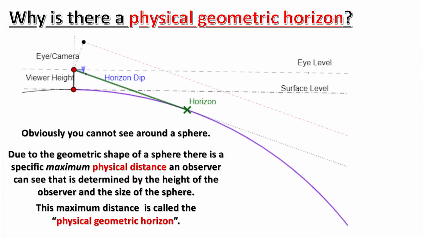Why is there a physical geometric horizon? Obviously, you cannot see around a sphere. Due to the geometric shape of a sphere, there is a specific maximum physical distance an observer can see that is determined by the height of the observer and the size of the sphere. The maximum distance is called the physical geometric horizon.